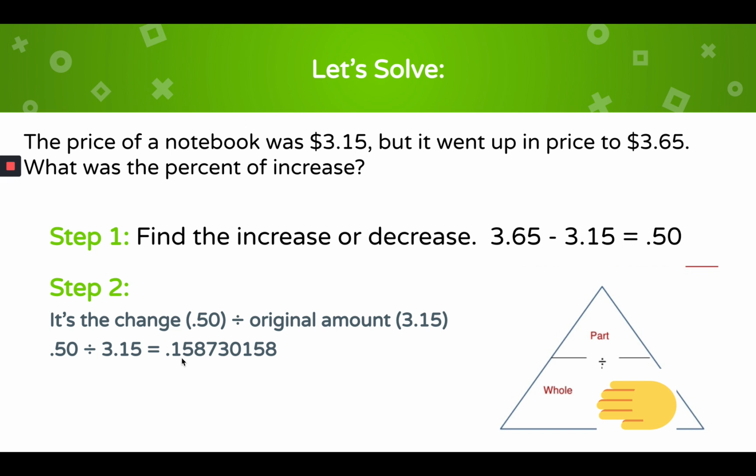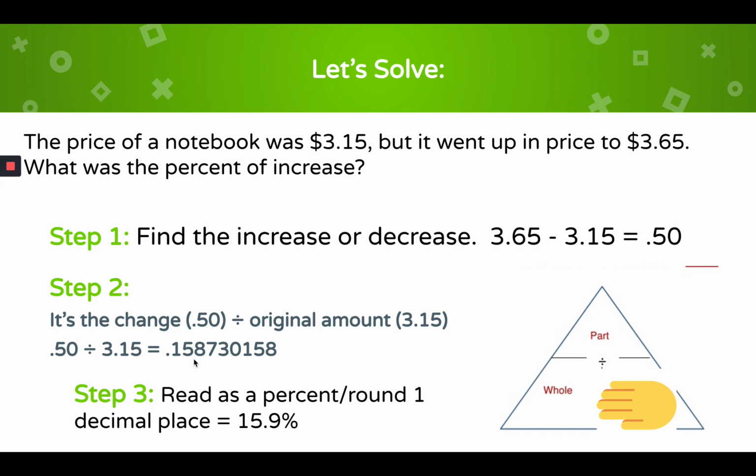Again, I get a long weird decimal, 0.158730158. It's asked me to go to the nearest tenth of a percent. So imagine moving your decimal over 2 places, 1, 2, and it's going to be 15%. I look at that 8, and that 7 makes that 8 round up to a 9. My answer will be 15.9%.